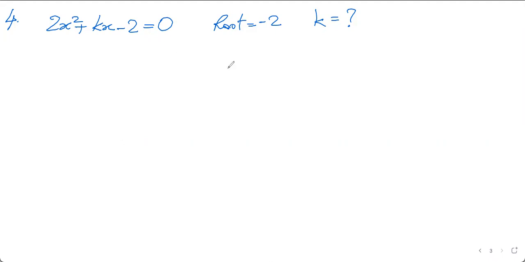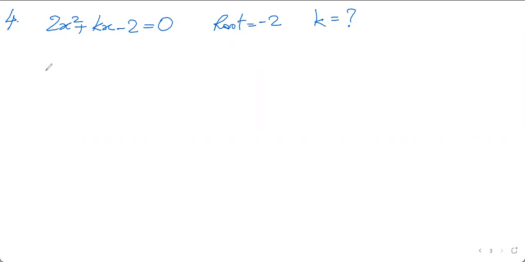Remember, what is the meaning of a root? Root means this value will satisfy the equation. If we use this value, the value here that is given is -2, for the variable x, then the equation will be correct. And if we substitute this value in the equation, then it will convert into a linear equation and we can find the value of k.